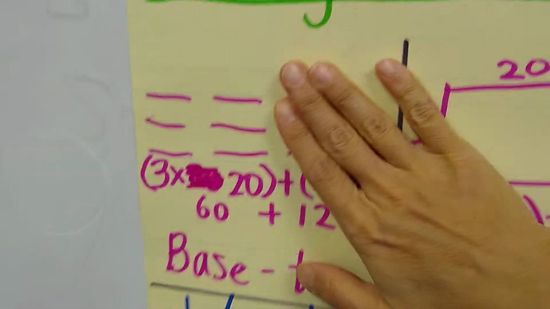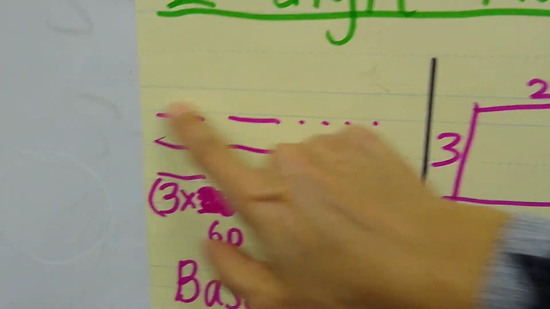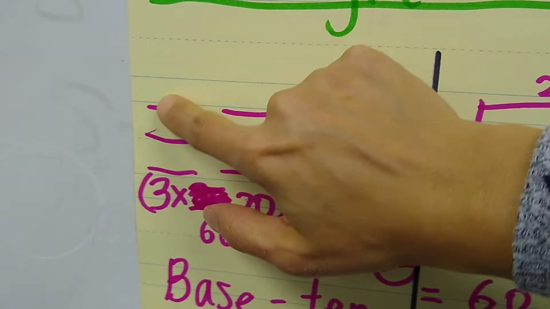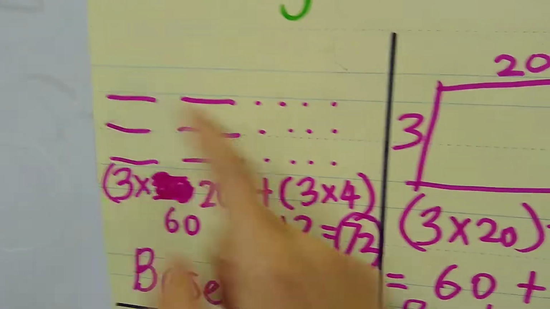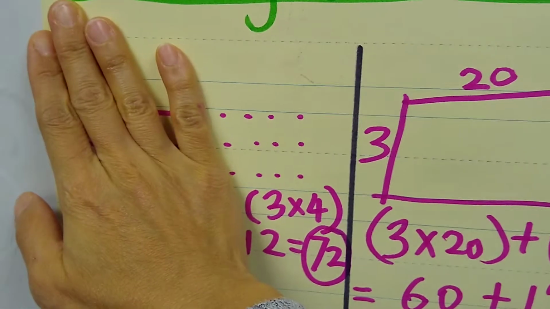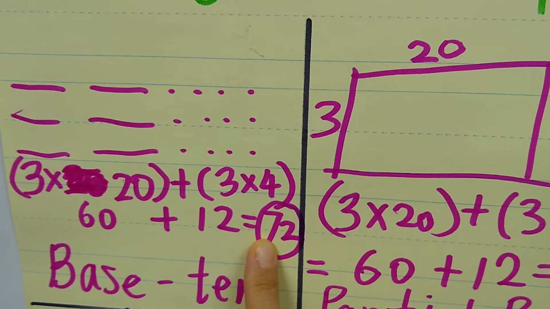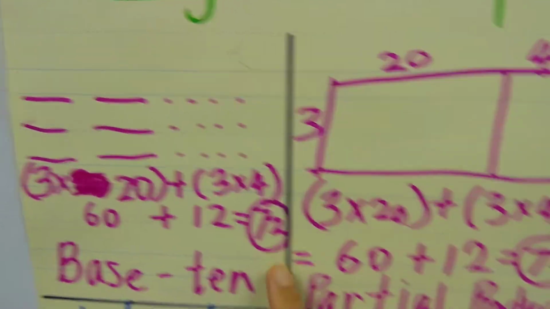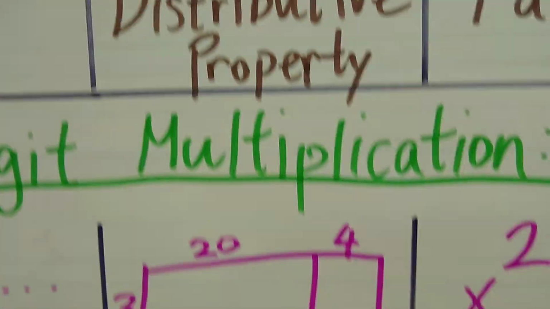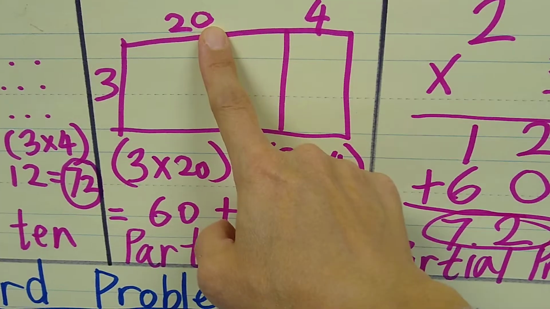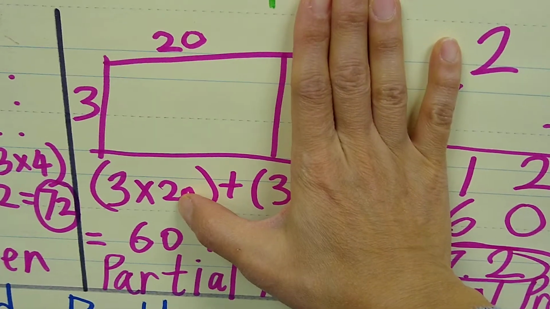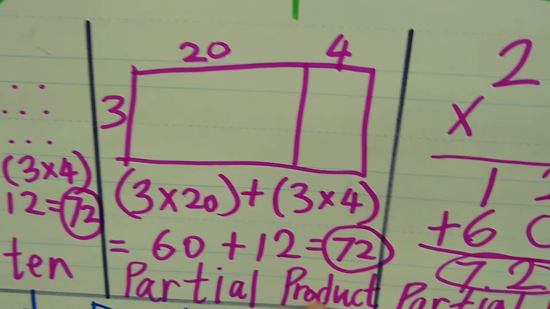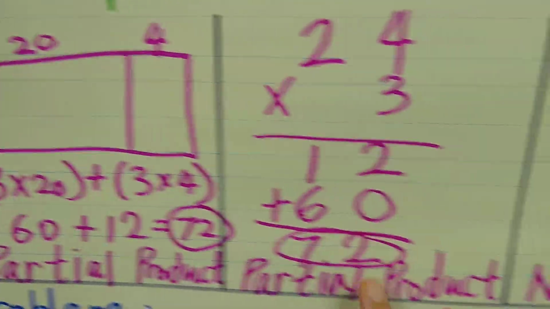3 groups of 24. And if I look here, I have 1, 2, 3, 3 groups of 10, 20. 3 groups of 20. So 3 times 20. Here I have 1, 2, 3, 3 groups of 4. So 3 times 4. And if you add up the 2 numbers, the answer is 72. This is the partial product, just like the distributive property. Same thing. We decompose the 24 to 20 and 4 and break it down some more. So we have 3 groups of 20 plus 3 groups of 4. If you add them together, that's 72.